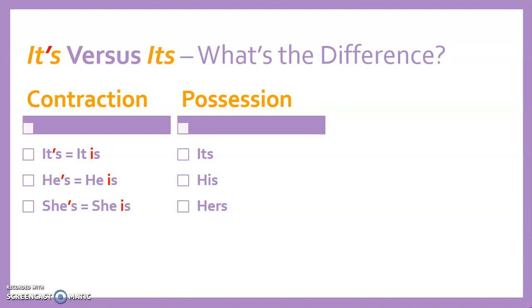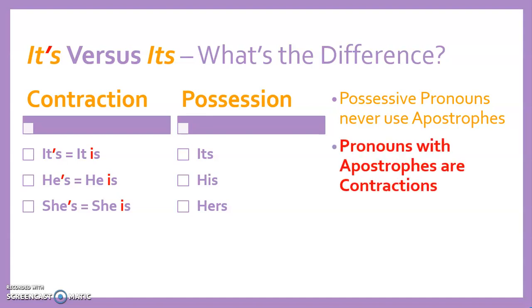As you notice under the contraction column, we have pronouns that are parts of phrases. So here, it's with the apostrophe is standing for 2 words, it and is. So the apostrophe stands for the I. Notice that we don't have an apostrophe in our its under the possession column. So possessive pronouns never use apostrophes. However, the contraction form always uses the apostrophe. So keep that in mind when you're using pronouns and contractions and trying to differentiate them from possessive pronouns.